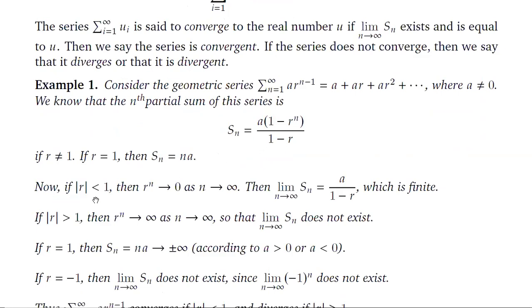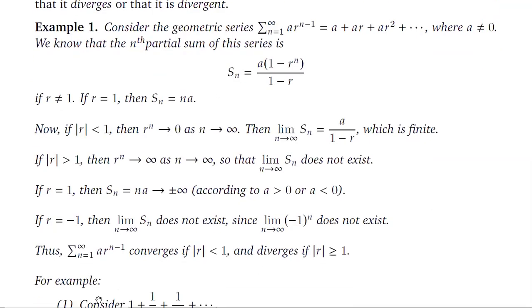Now, if modulus of r is less than 1, that is, if the common ratio modulus of r is less than 1, then r power n tends to 0 as n tends to infinity. Then limit of Sn as n tends to infinity will be nothing but a by 1 minus r, which is finite. If modulus of r is greater than 1, then r power n tends to infinity as n tends to infinity. Then limit Sn as n tends to infinity does not exist, because this term becomes infinity.